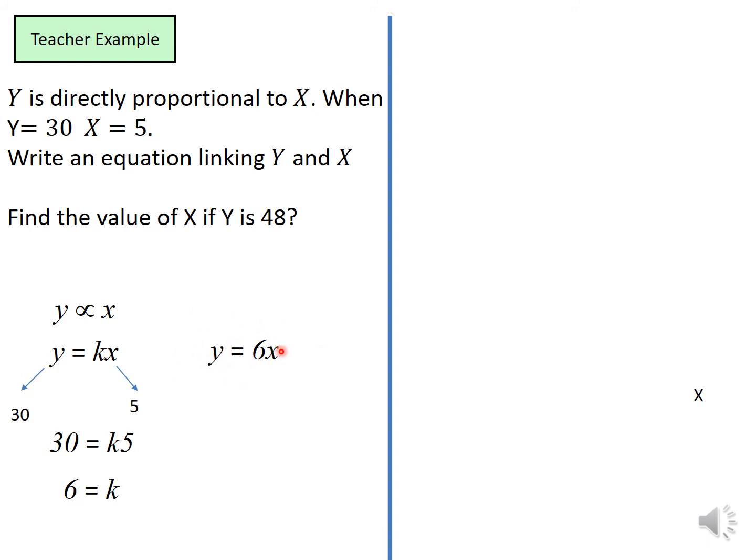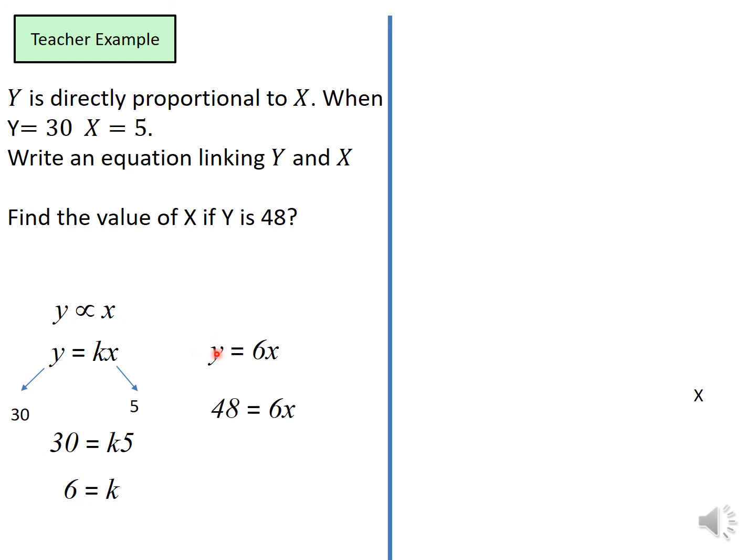Okay, so you've got half of the marks so far. Now let's see what the question is asking us to find out. It says write an equation linking x and y. That's what we did, linking x and y. Second part, it says find the value of x if y is 48. So if y is 48, what would x be?